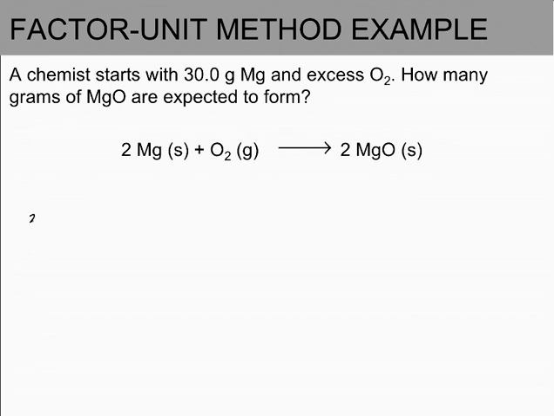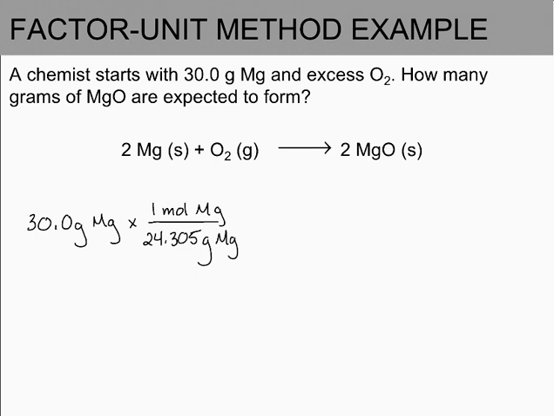Okay, so we're going to start with our 30 grams of magnesium. In the first step, we want to convert grams to moles of magnesium. So in the numerator, we'll put 1 mole of magnesium, and then we're going to divide by the mass of 1 mole of magnesium, which is 24.305 grams.